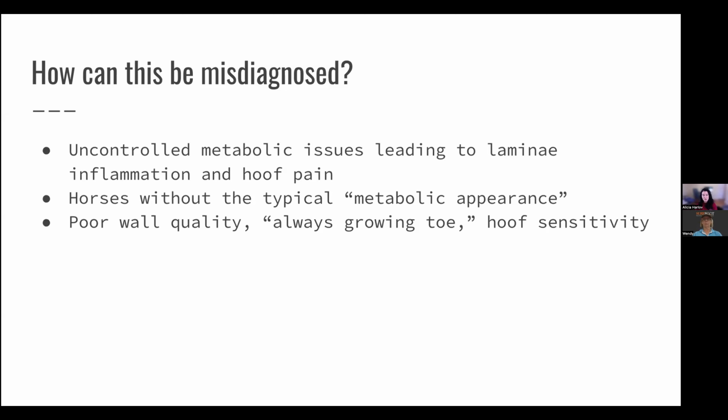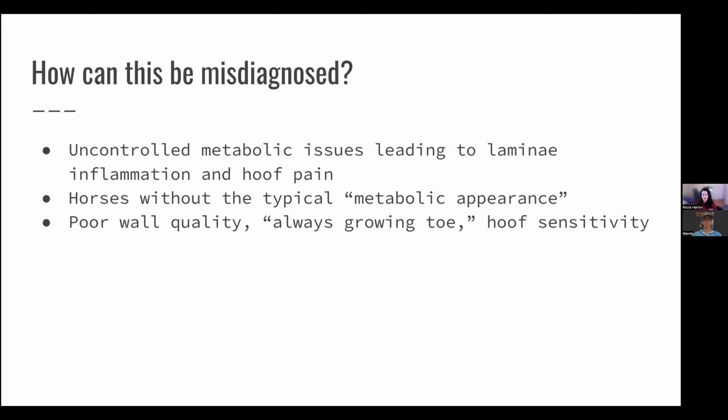And a lot of times these horses don't have a typical metabolic appearance. So they might not be an overweight horse. They might not have the fat pads. They might not have a crusty neck. They might not be super old. I've had horses as young as 14 or even younger that were diagnosed with Cushing's. So you don't think of that when you see a younger teen horse or a horse that's 11 years old. You don't automatically jump to a Cushing's diagnosis. But a lot of these cases are the ones where they don't get treated for their metabolic issues because you just assume they don't have them.